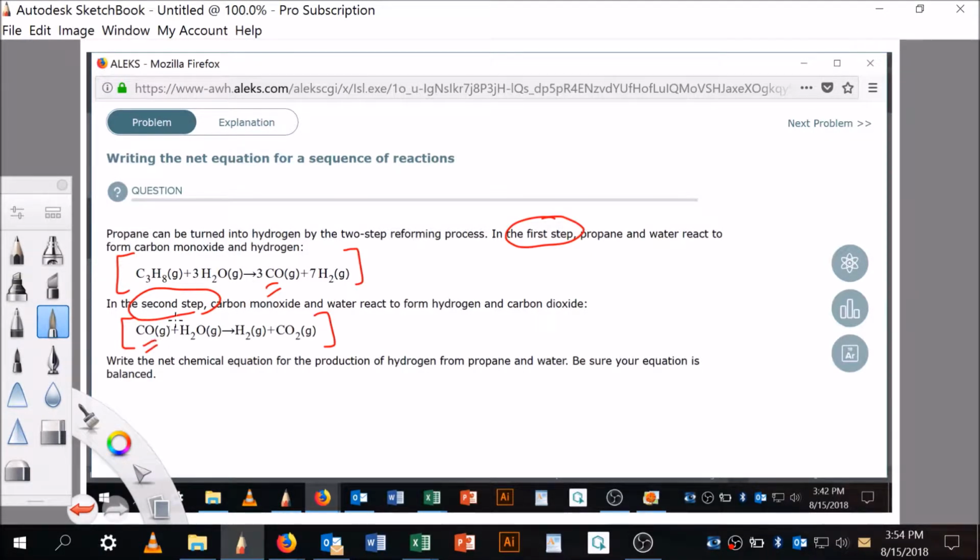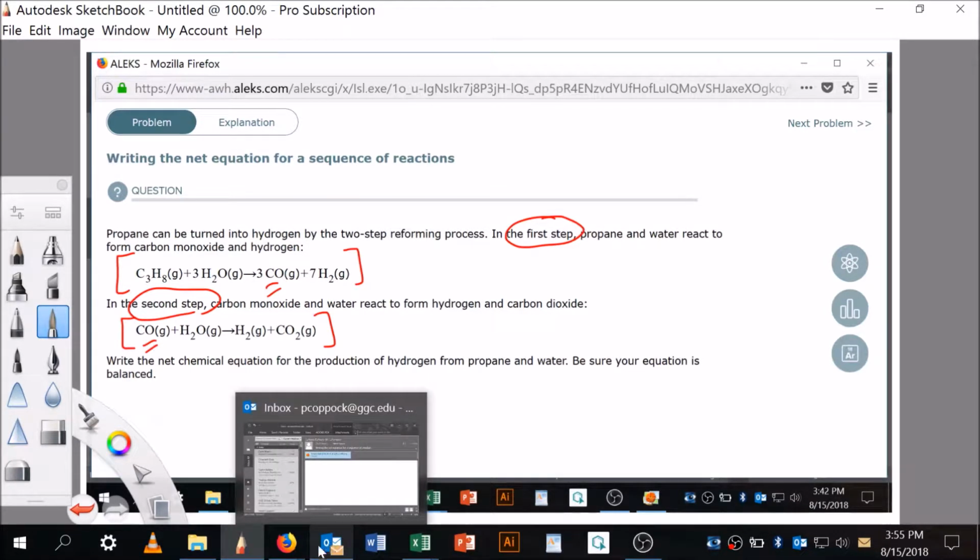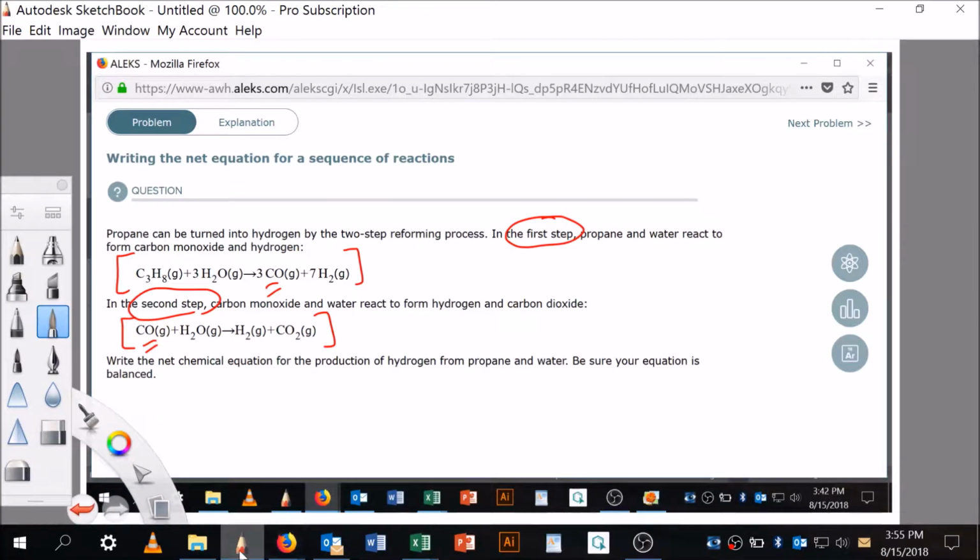So the mistake that I made when I did this a little bit ago was I just added them up and said, well, it looks like these waters add up, that propane is there, and so on, but these carbon monoxides, one of them gets consumed, right? Can you see that? So 3 are produced and 1 gets consumed. And then we wrote the reaction out like that. We wrote it out as it would be correct if that were the case.